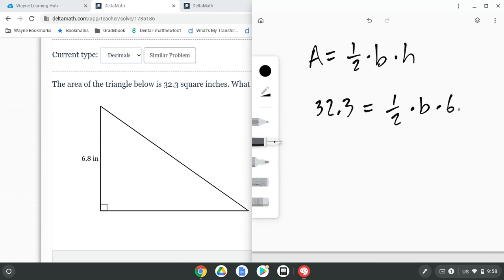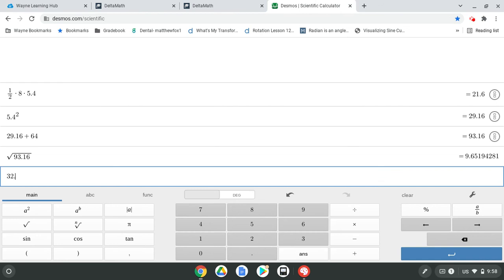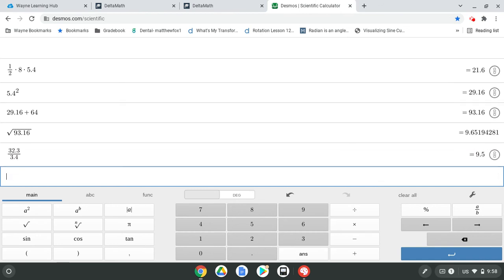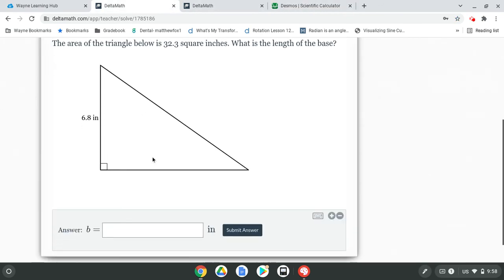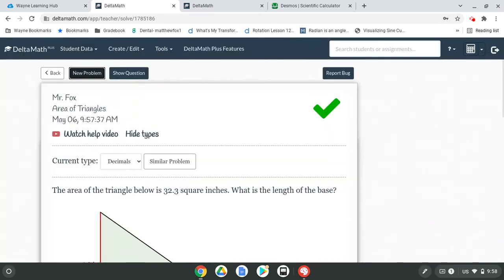So if they tell us that our area is 32.3, that would equal 1/2 times the base. We don't know what the base is. We know the height is 6.8. Okay, so we can multiply half of 6.8, so 6.8 times 0.5. And if we do that, we will get 3.4. Okay, then we can divide by 3.4. All we got to do is 32.3 divided by 3.4. And we get 9.5 as our answer for what the base is. Notice this one is just inches because it's just a length. It's not an area. Okay.